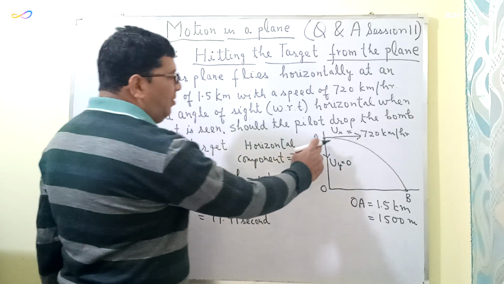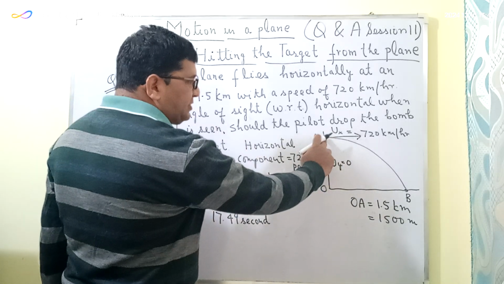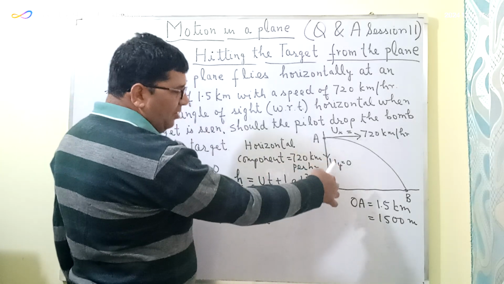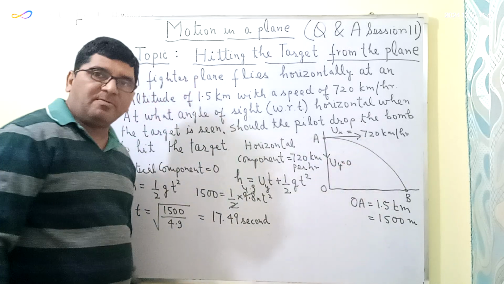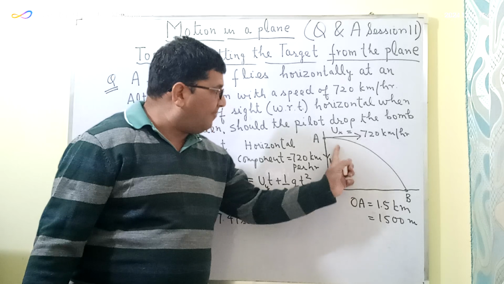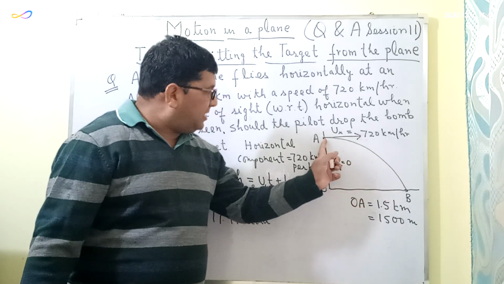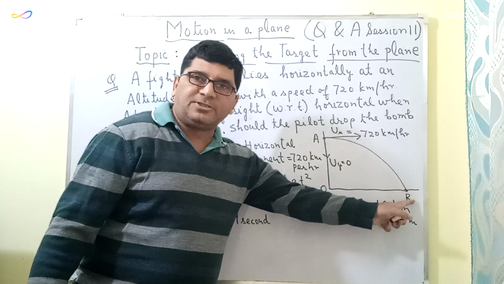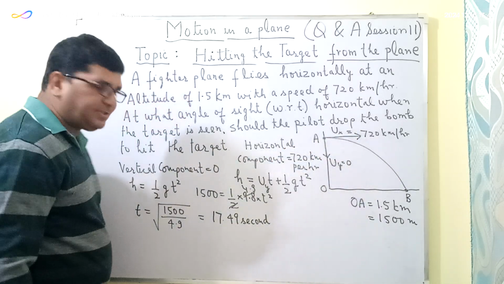Now when this bomb is dropped from this point A to hit this target, it will follow a projectile motion. And in this projectile motion, the vertical component at the time of dropping is 0, and the horizontal component will remain the same throughout this flight. That is, the bomb will follow a projectile motion till it hits the target. And during this motion, the horizontal component will always remain the same.